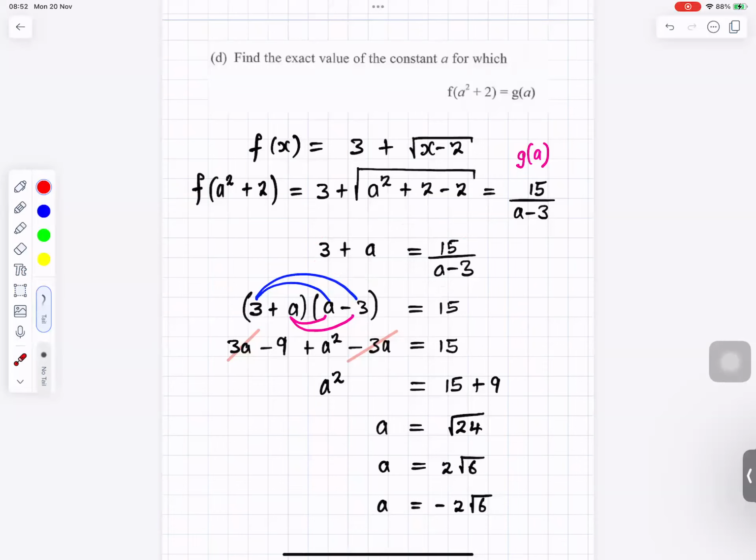equation to solve. You do it by cross multiply. This is like 3 plus a over 1. You cross multiply. So 15 times 1. And then from there, you expand the double brackets and cross out the like terms. And you end up with a squared is 15 plus 9. a is square root of 24. And the answer will be 2 root 6 or minus 2 root 6.